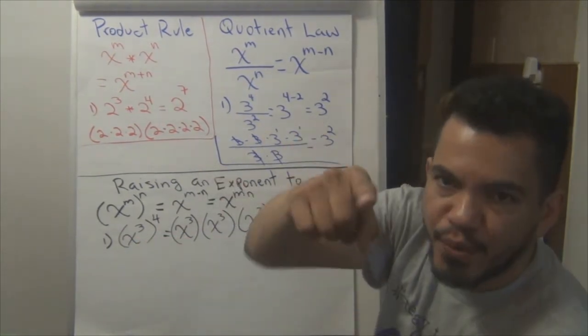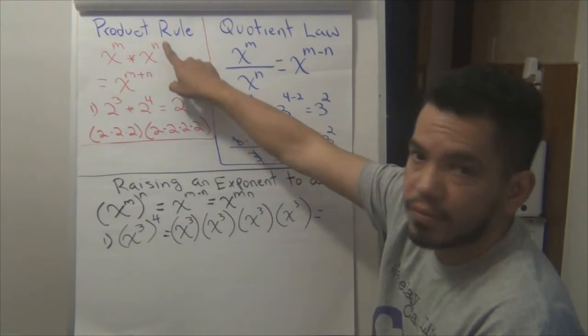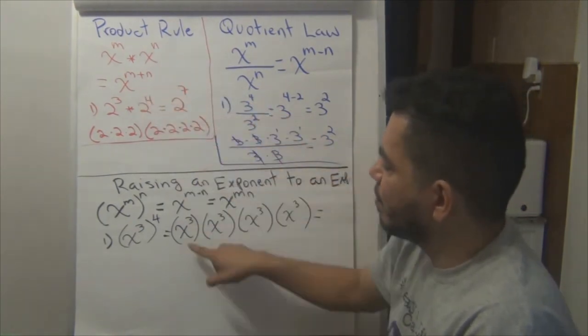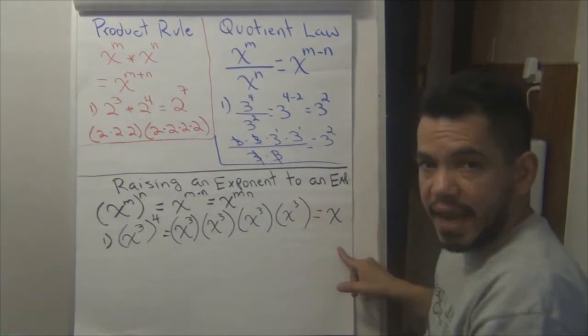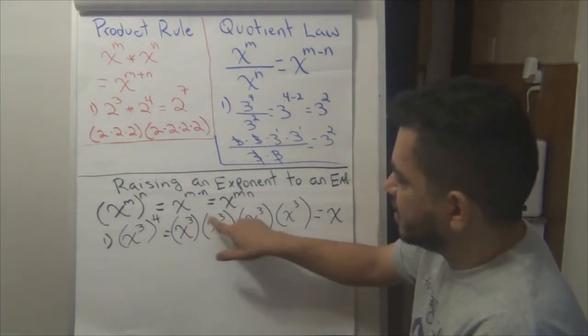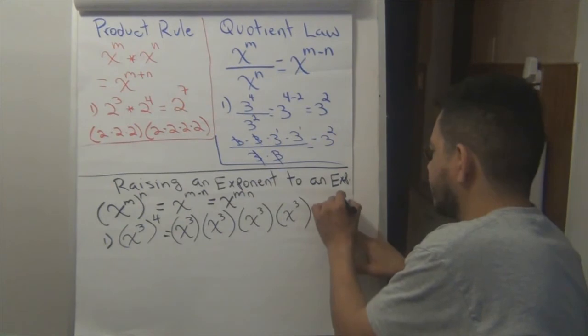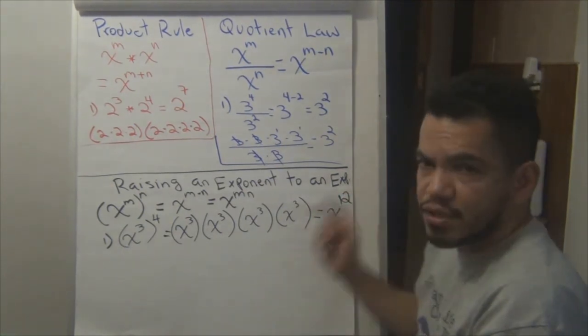If we go back to the product rule or law right here, it says that when you multiply powers of the same base, you copy the base and you add the exponents. 3, 6, 9, 12. X to the 12th power.